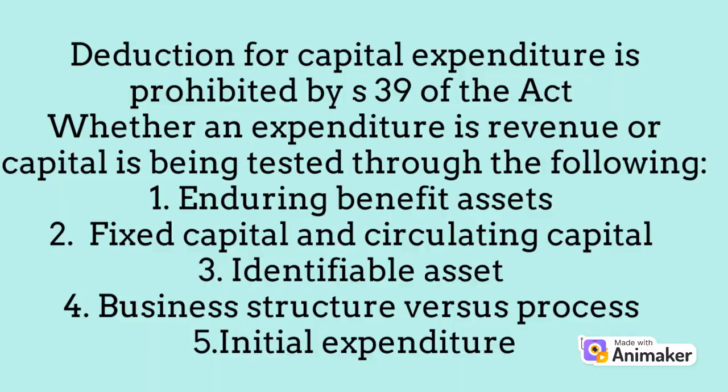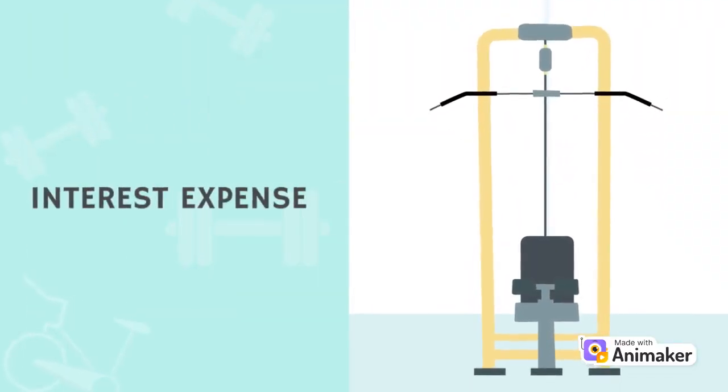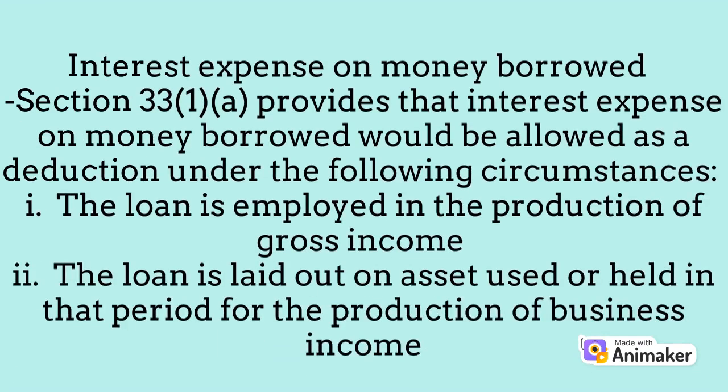Interest expense. Interest expense on money borrowed: Section 33(1)(a) provides that interest expense on money borrowed would be allowed as a deduction under the following circumstances: 1. The loan is employed in the production of gross income. 2. The loan is laid out on an asset used or held in that period for the production of business income.